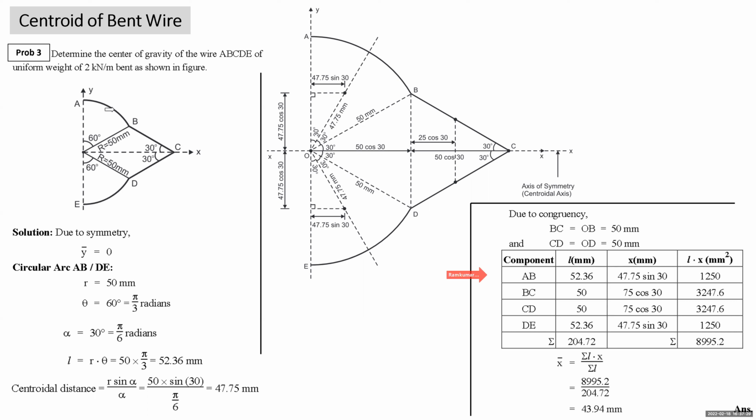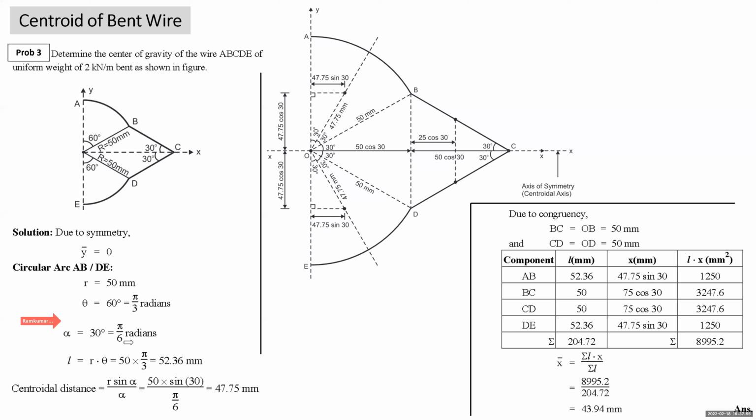Now there will be 4 components AB, BC, CD, and DE. Arc lengths AB and DE are identical. Even BC and CD are also identical. This is the diagram that has been given. We draw the diagram again with a little bit of scale. Then for the arc AB or DE arc, radius is 50 mm, you understand. Total angle subtended is 60 degree or pi by 3 radian. 180 degrees is pi radian, 60 is pi by 3.